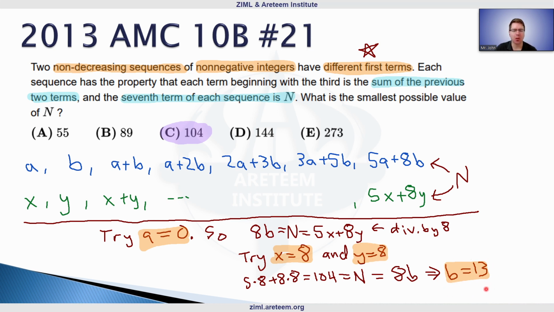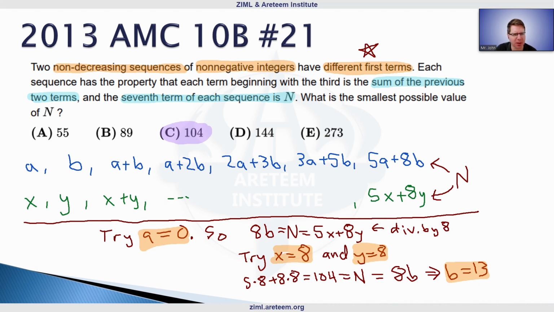So that's one thing you want to keep in mind there. We have this non-decreasing, so we try 0 and 8, and then since it's non-decreasing, the smallest possible y is 8, and then it's not a coincidence that we go up by 5 to get to b equals 13 there.